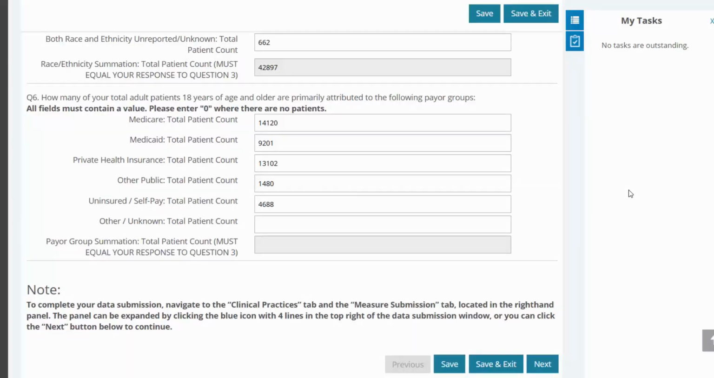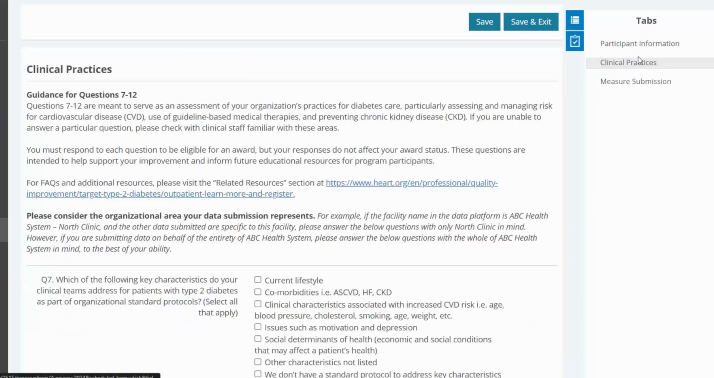Next up is the Clinical Practices tab, which can be found by clicking the Next button at the bottom of the screen or the tabs icon on the right. This section highlights our focus of including equity in care, accelerating team-based care models, and empowering individuals to be active participants in their care.